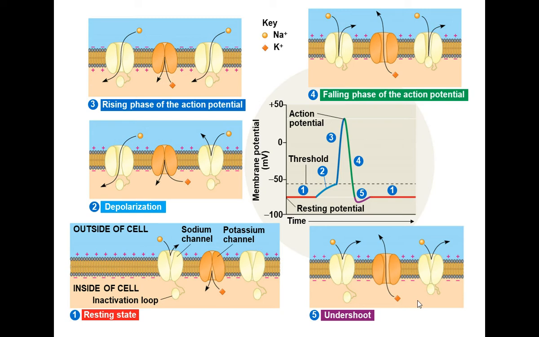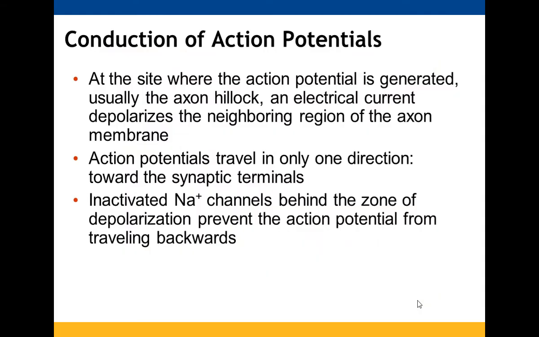In the rising phase, we see that we've got lots more sodium coming in, so we're becoming even more positive. And then in the falling phase, the sodium channels are blocked off. Sodium can't come in, but now potassium can leave, which is going to drop your potential. And then the undershoot, where you've gone too far beyond that resting potential, where your sodium channels are open, but they're not blocked anymore, but they can't allow any more sodium to come in, and potassium is still able to leave. And then we eventually reestablish that resting potential, going back to number one.